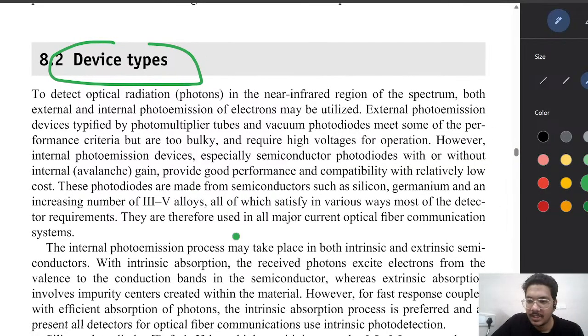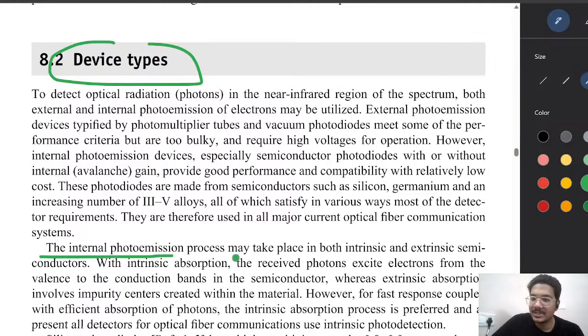For external photoemission, the example is the photomultiplier tube, a vacuum photodiode. The characteristic of external photoemission is that electrons are emitted from the surface of the metal where photons strike. They have good sensitivity, high gain and fast response, but they are not suitable for optical fiber communication because they are bulky, require very high operating power, and have poor compatibility with compact fiber. Therefore they are not used in optical fiber communication.